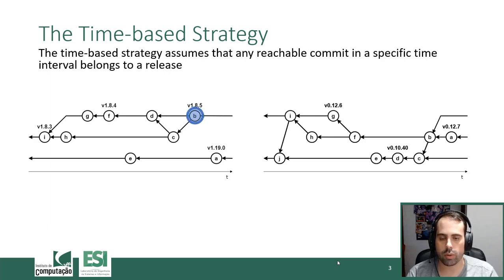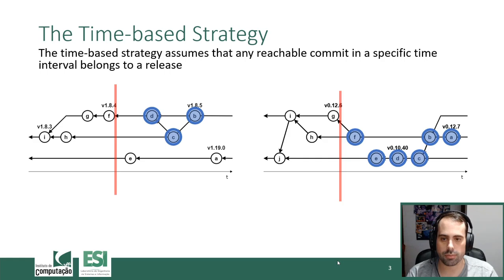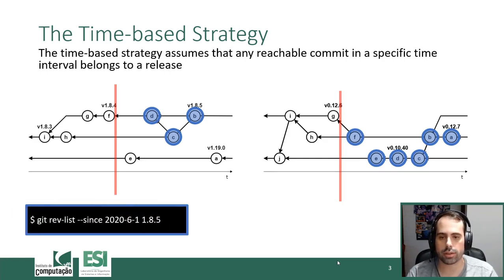First, we select a release. Next, we retrieve the timestamp of one of its base releases. Then, we select all the commits made after the base release that are reachable from the release. Let's do it again in the other sample. Retrieve the timestamp of a base release and select all the reachable commits made after this timestamp. The following Git command implements the time-based strategy.